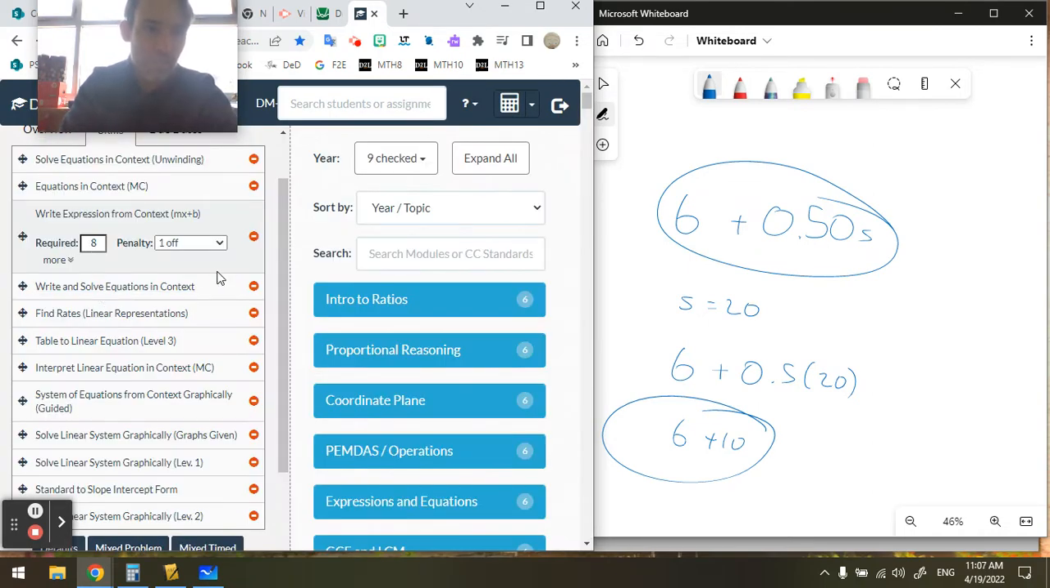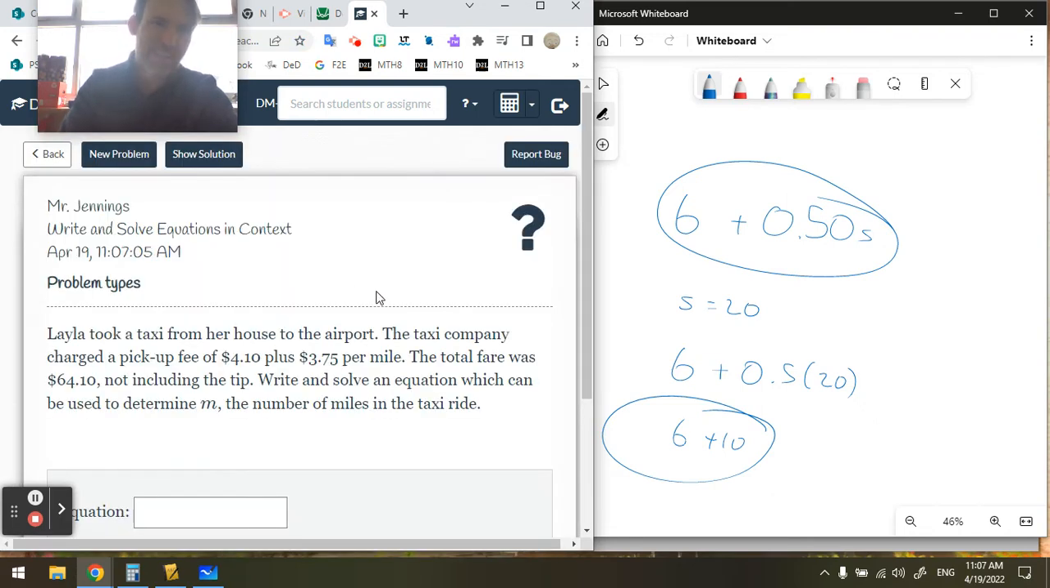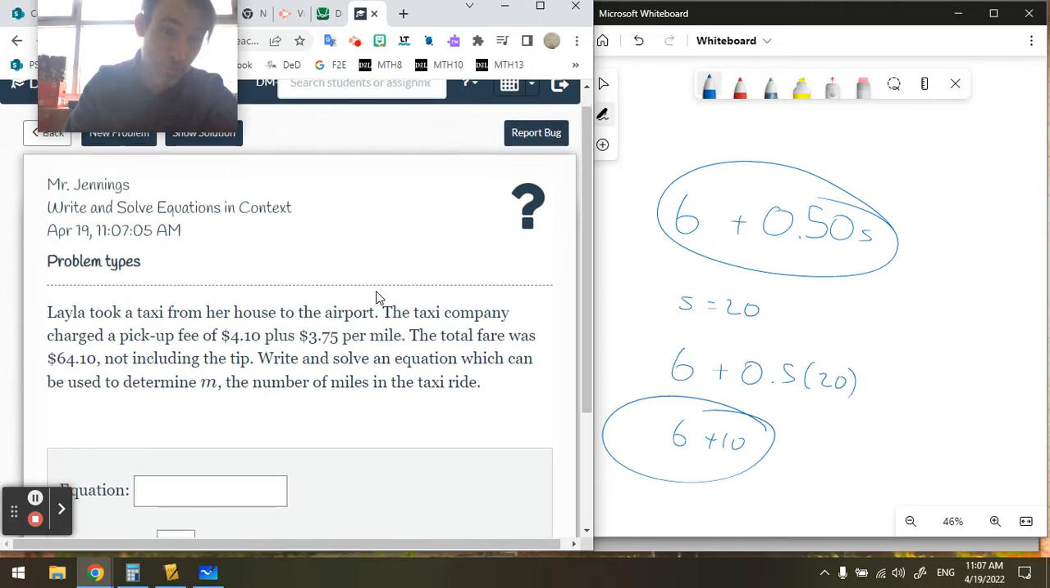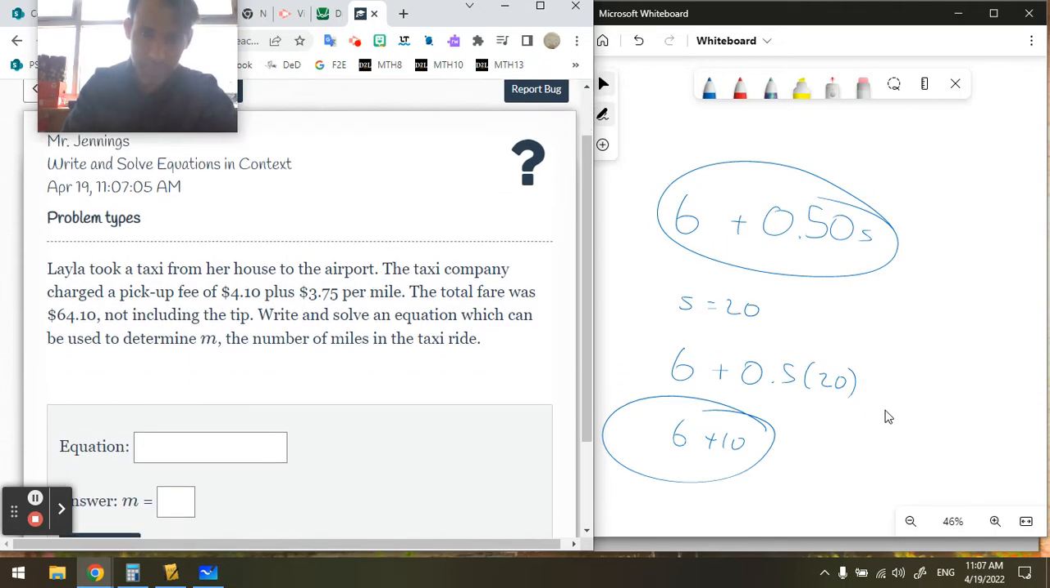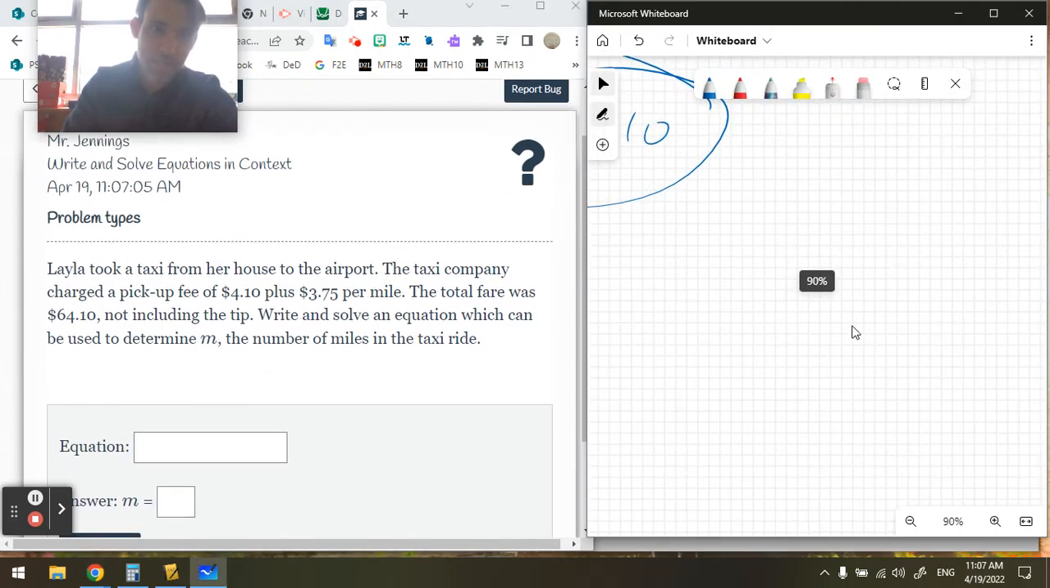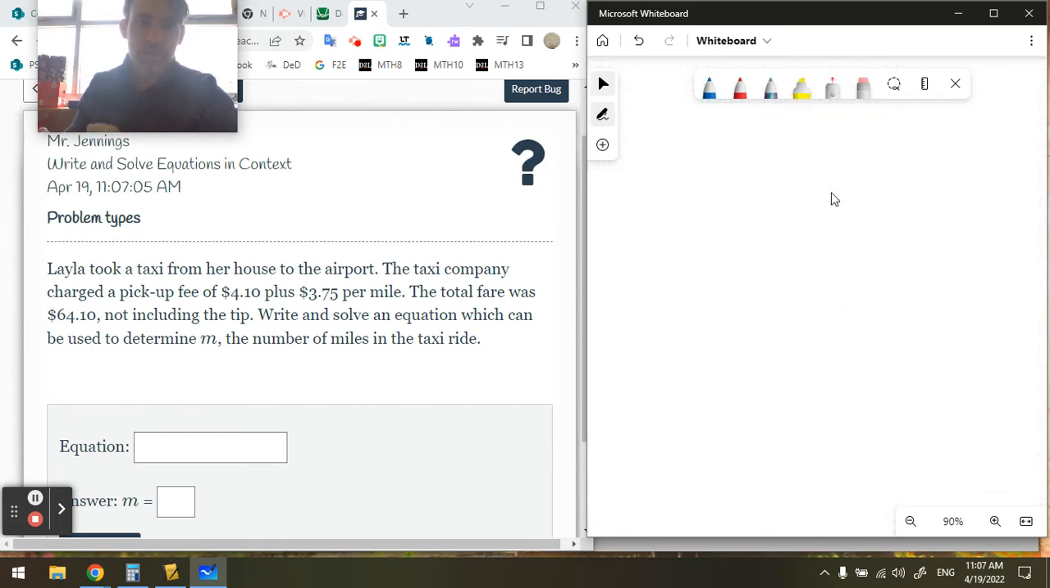Now let's take a look at writing and solving equations in context. These ones are exactly the same as the last ones. They just have weird, funky decimals. Okay, Layla is riding a taxi from her house to the airport. There's a pickup fee of $4.10 plus $3.75 per mile. Okay, the total fare was $64.10.